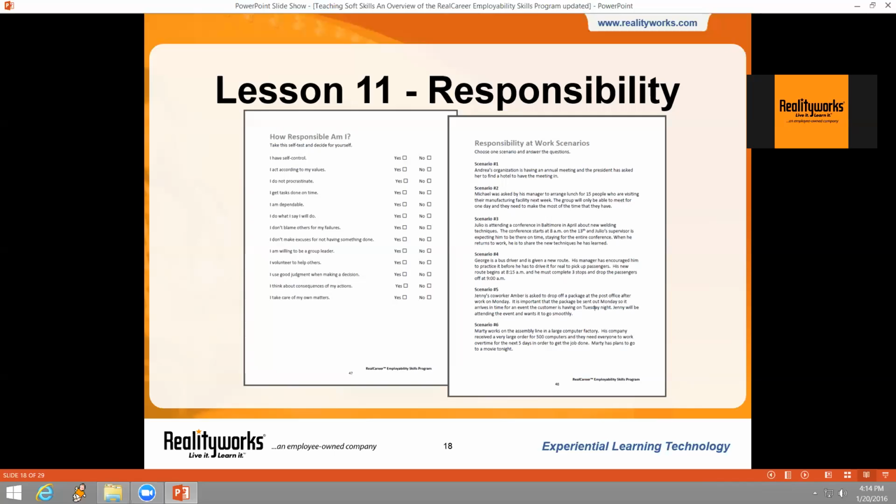Students will complete the responsibility at work activity, answering questions regarding a workplace scenario. For example, Marty works on the assembly line for a large computer factory. His company received a very large order for 500 computers, and they need everyone to work overtime for the next 5 days in order to get the job done. Marty has plans to go to the movie tonight. So you dissect that and talk about responsibility.